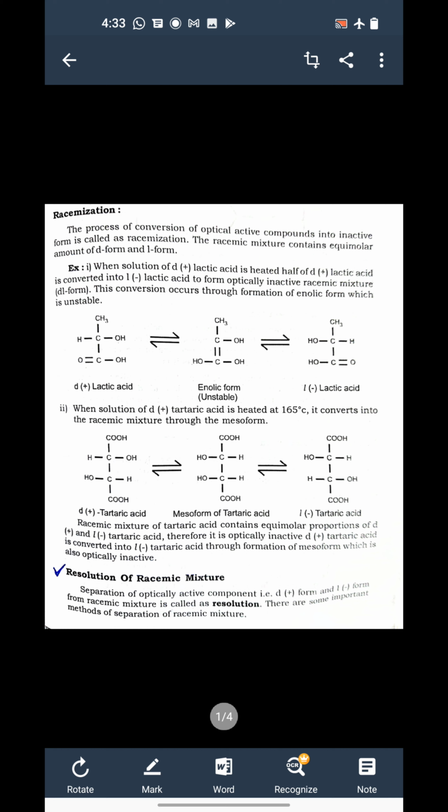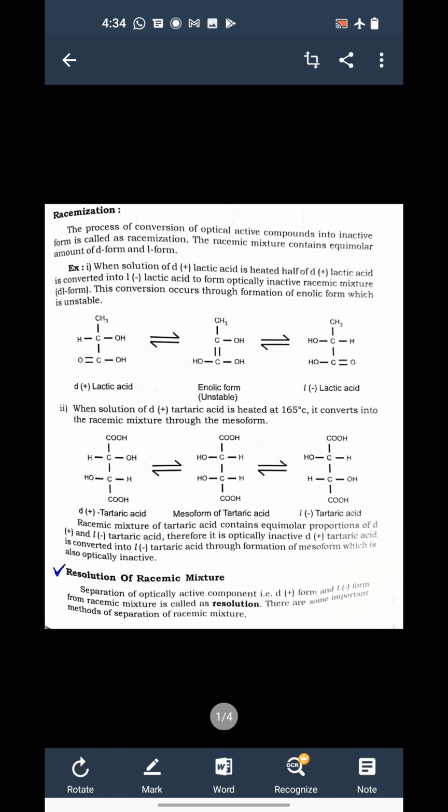When you see here the structure of tartaric acid, that is D or plus tartaric acid: COOH CHOH CHOH COOH, where the first OH is on the right side and the second is on the left, and this compound has a tendency to rotate plane polarized light to the right side, and therefore we write D isomer or plus tartaric acid. So this D or plus tartaric acid, when heated at 165 degrees Celsius, half of the content gets converted into L minus tartaric acid, and the process goes through the meso form.